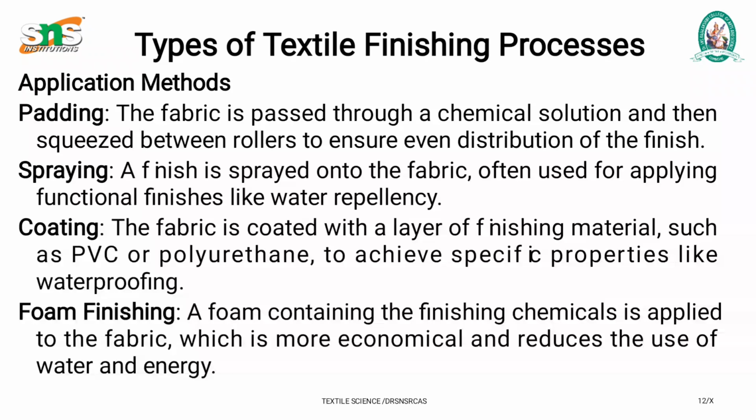Application methods. Padding. The fabric is passed through a chemical solution and then squeezed between rollers to ensure even distribution of the finish. It is called padding. Spraying. A finish is sprayed onto the fabric, often used for applying functional finishes like water repellency. Next, coating. The fabric is coated with a layer of finishing materials such as PVC or polyurethane to achieve specific properties like waterproofing. Next, foam finishing. A foam containing the finishing chemicals is applied to the fabric, which is more economical and reduces the use of water and energy.